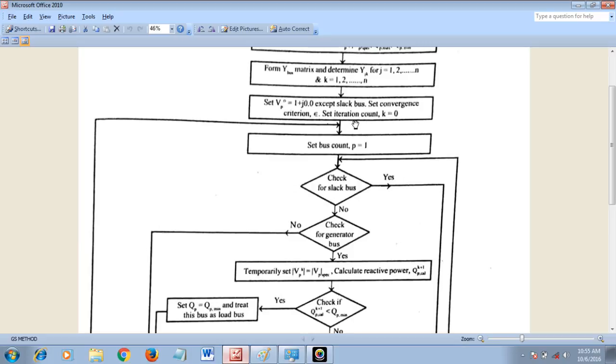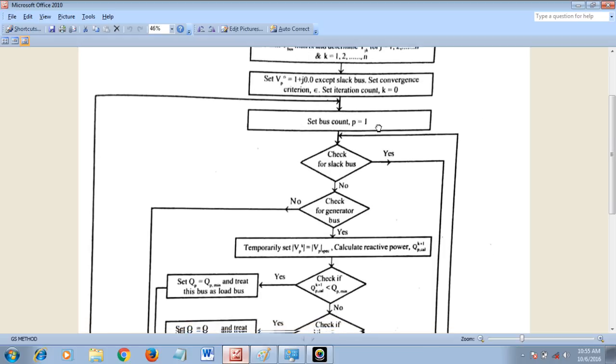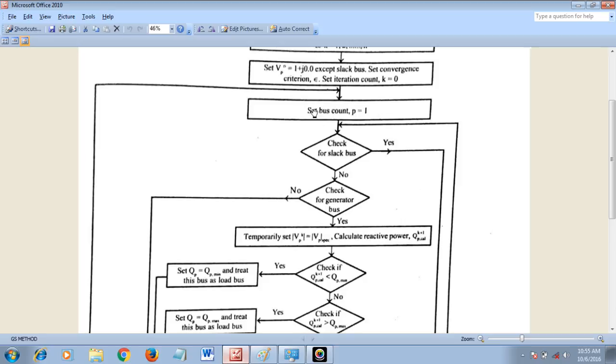So in our conventional simulation methods, we have to set our iteration count first as k equal to 0. After that, you have to fix your bus count. So in the next process, I have to fix my bus count. The bus count depends upon the number of buses existing in the power system.